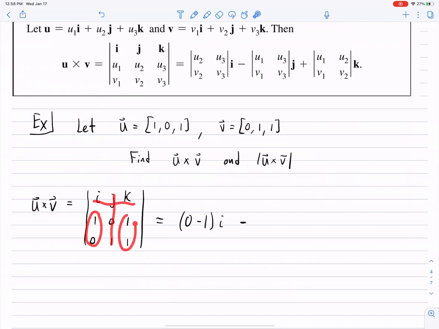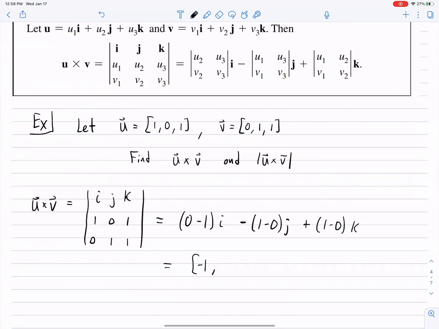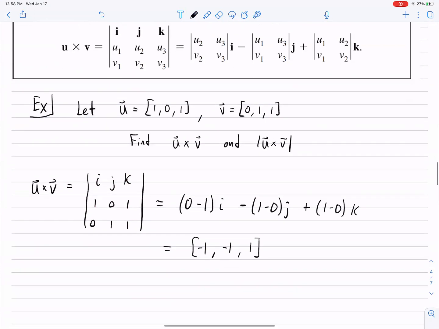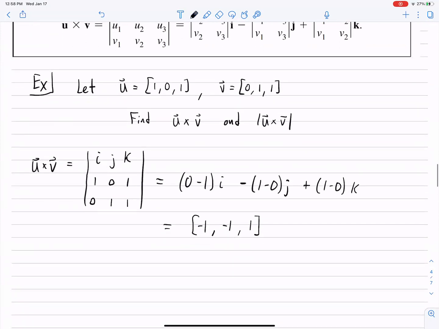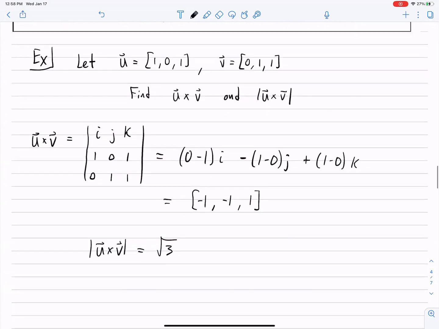now we cross out its column and row, and take the determinant of that. That gives us 1 minus 0 times J, plus, cross out its column and row, and you get 1 minus 0 times K. And so this vector becomes -1, -1, 1. So that's the cross product, -1, -1, 1. Then the magnitude of that vector is just going to be the square root of 3.